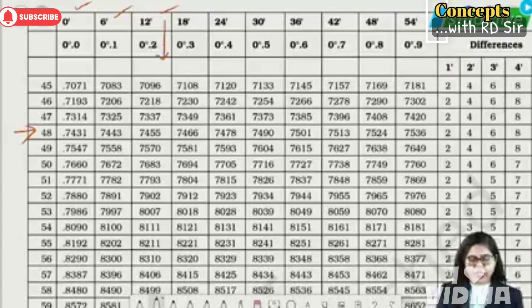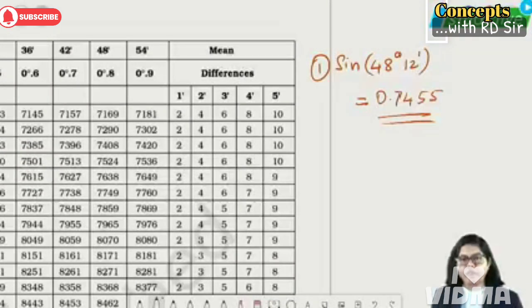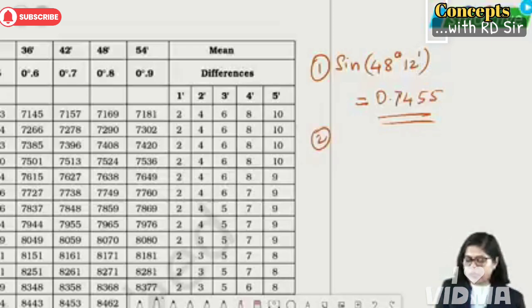Okay. Now as you can see here, for the 0 minute column everywhere you can see it is a decimal, right? That means decimal is applicable in all the columns, all the rows, right? So for 48 degrees 12 minutes, students, my number is 7455. Of course it should be a decimal, so I am going to write the answer as 0.7455. This is the value of sine 48 degrees 12 minutes. Isn't it very easy? Now let us see the next question.